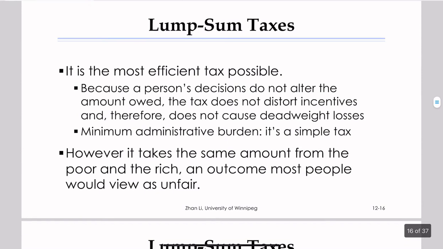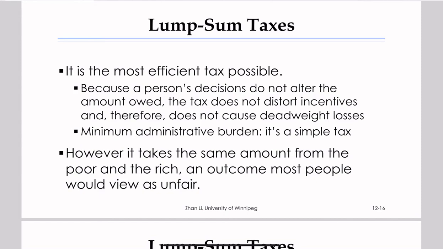And you can see that this type of lump sum tax is the most efficient tax possible. Why is it the most efficient? Well, the reason is because the same amount of tax will be imposed no matter what type of action you want to take. So this implies that charging this tax will not change incentives. And if incentives will not be changed by this tax, then this tax will not cause deadweight loss.